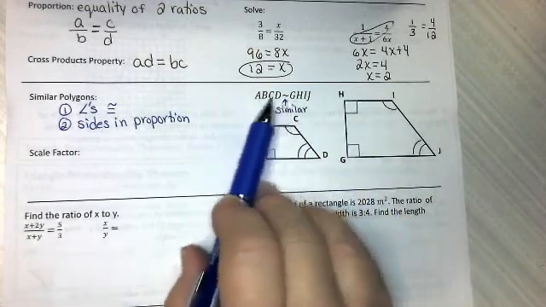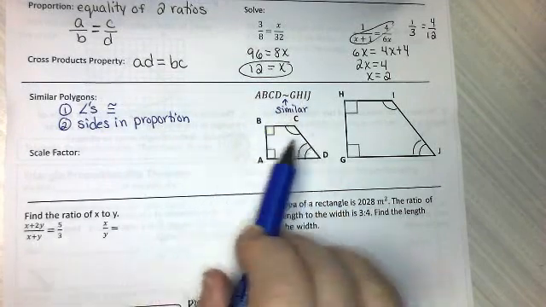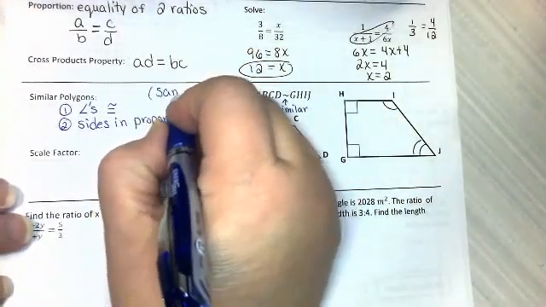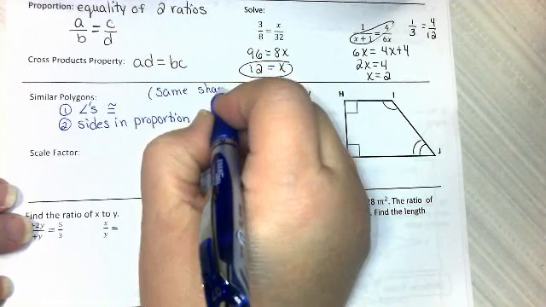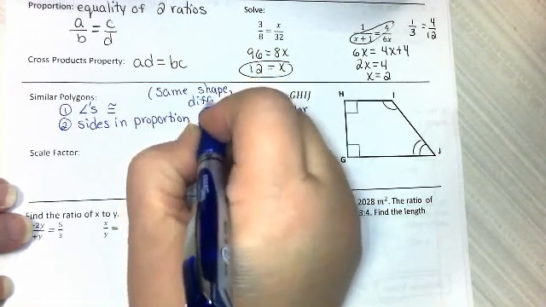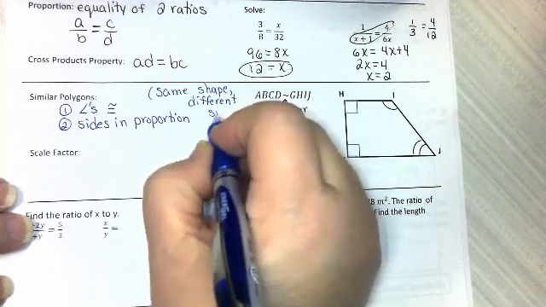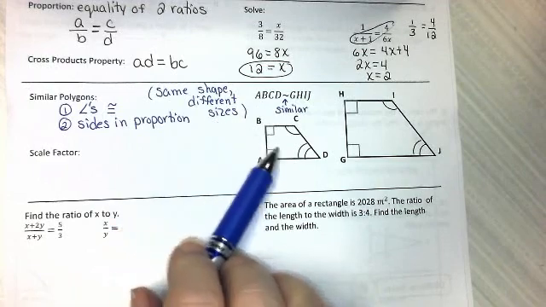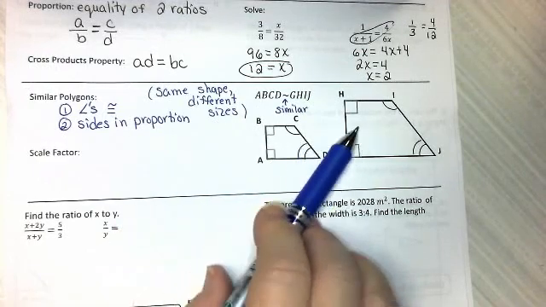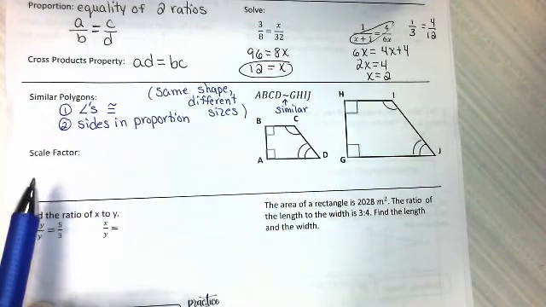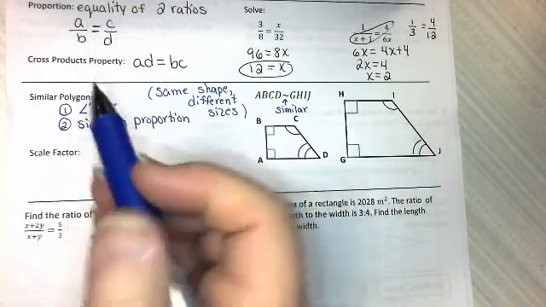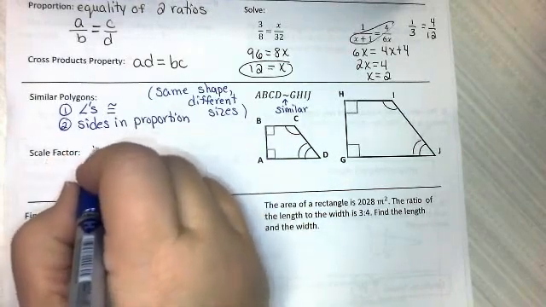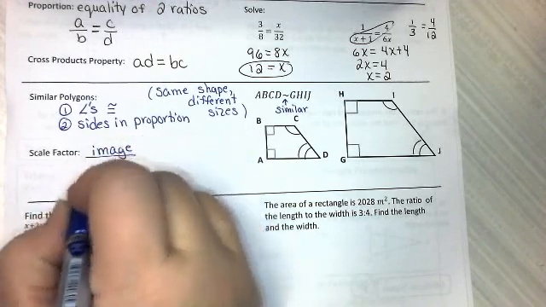The order of the letters is very important. It tells us what corresponds to what. So all of the angles are congruent. It's the same shape, but they're different sizes because the sides are in proportion. Remember, congruent shapes were the same shape and the same size? Similarity is they're the same shape, they're just different sizes. One is an enlargement of the other. When we talk about scale factor, it's important. The scale factor is the ratio of the image to the pre-image.